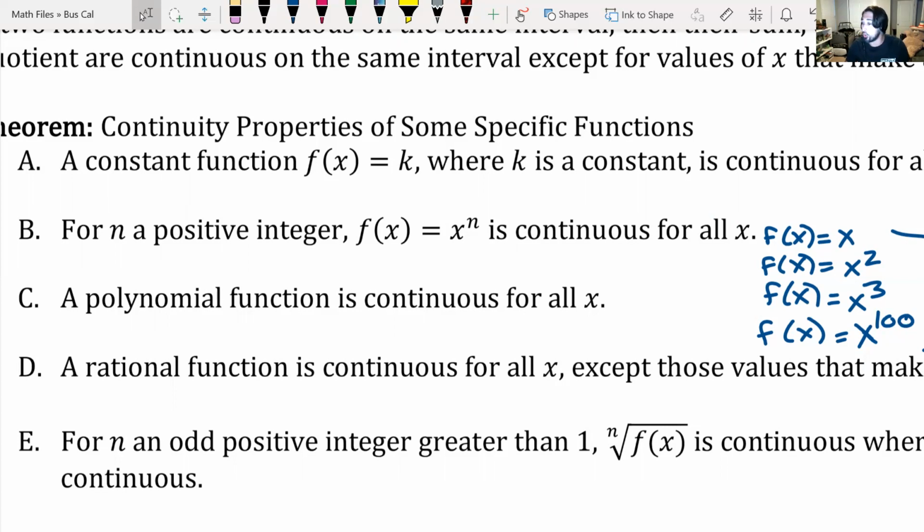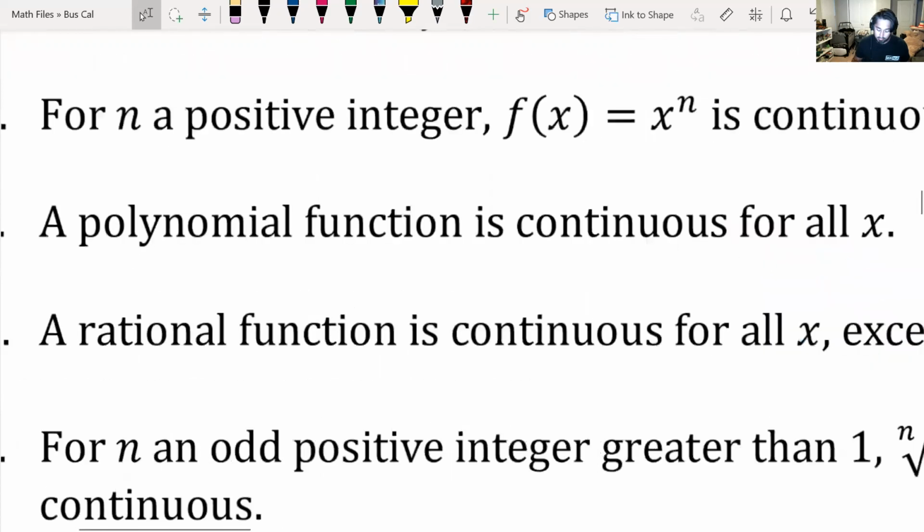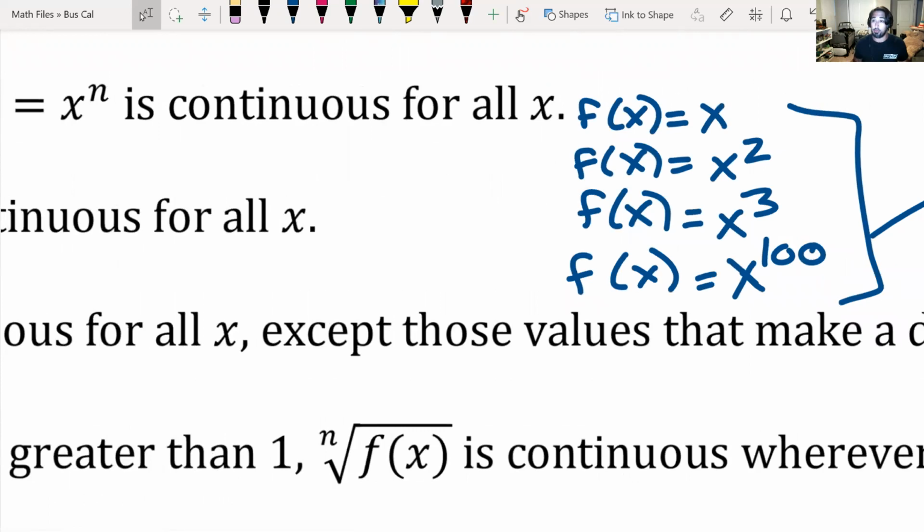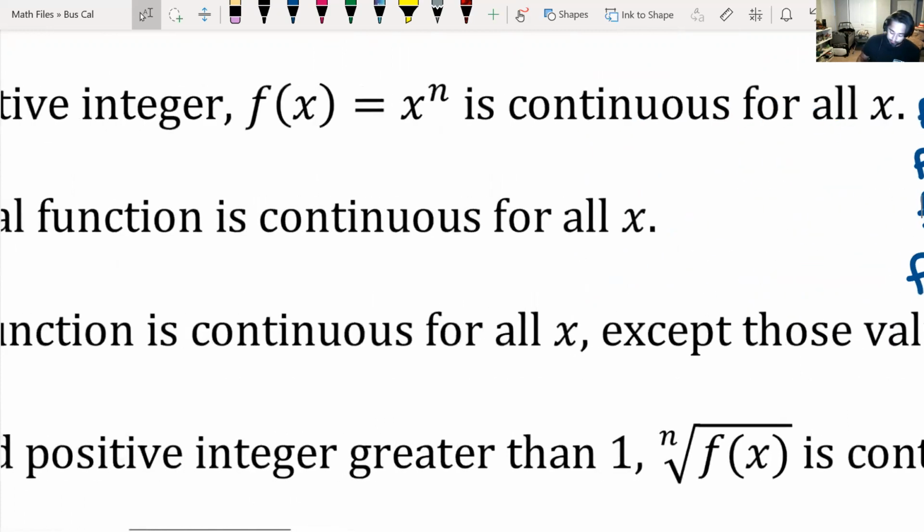In B, all of those x's have positive exponents. They have integers, positive integers. To be a polynomial, all of your terms must have positive integer exponents as well. So for C, I could write, I don't have to write anything. Everything I wrote here, those are all polynomials. Doesn't matter. You could have a one-term polynomial, a two-term polynomial, a three-term polynomial. These are all polynomials. But let's just say I made up a polynomial.